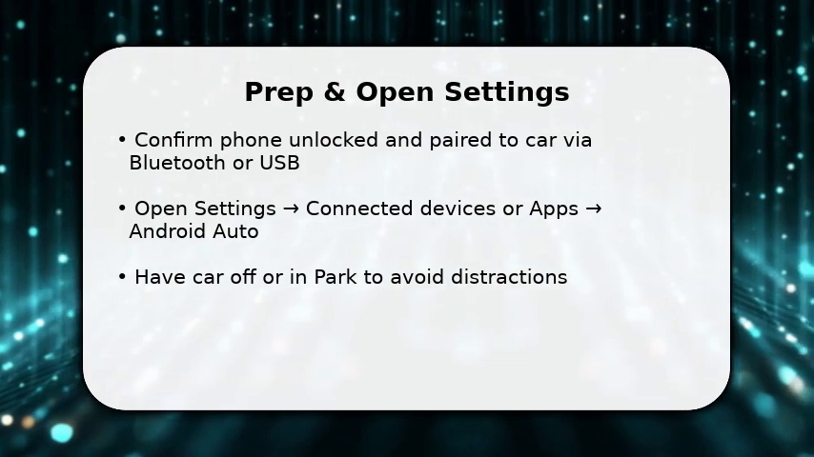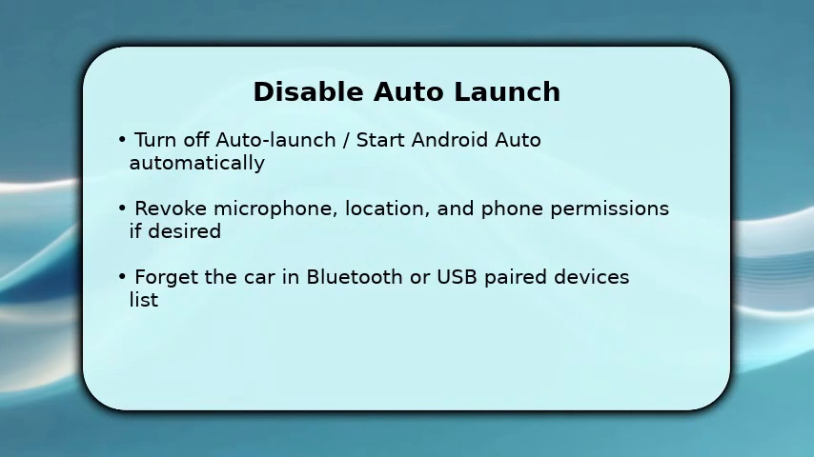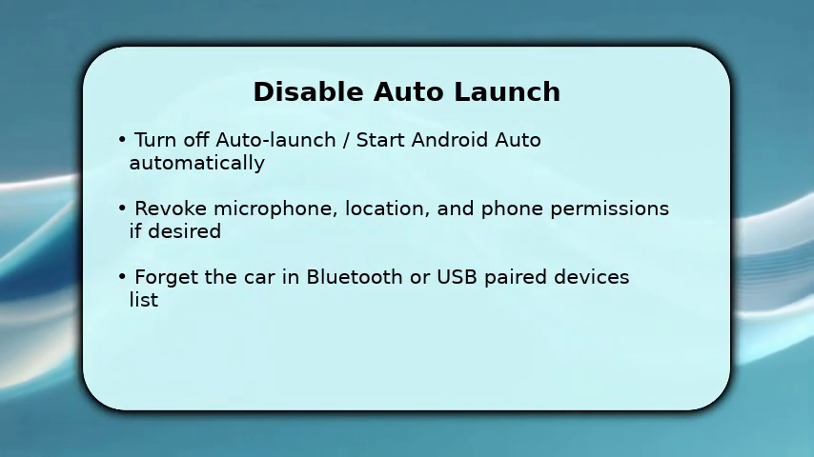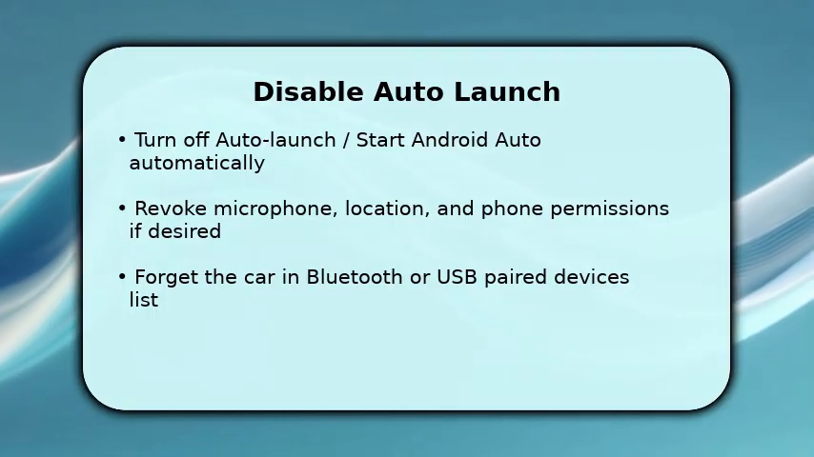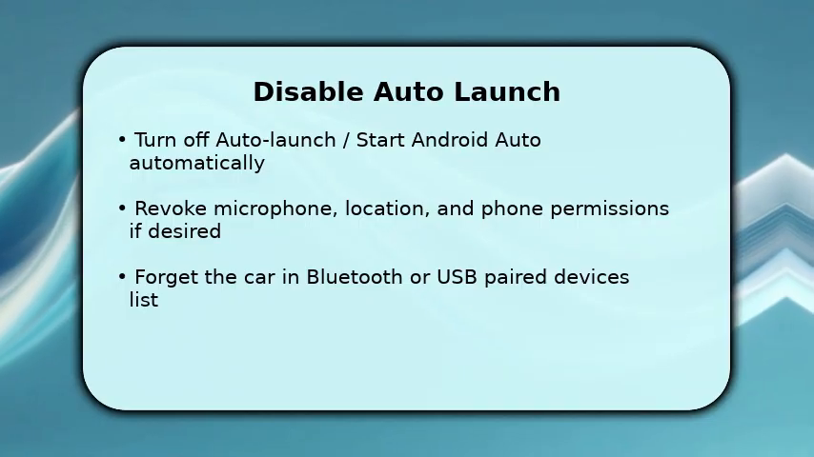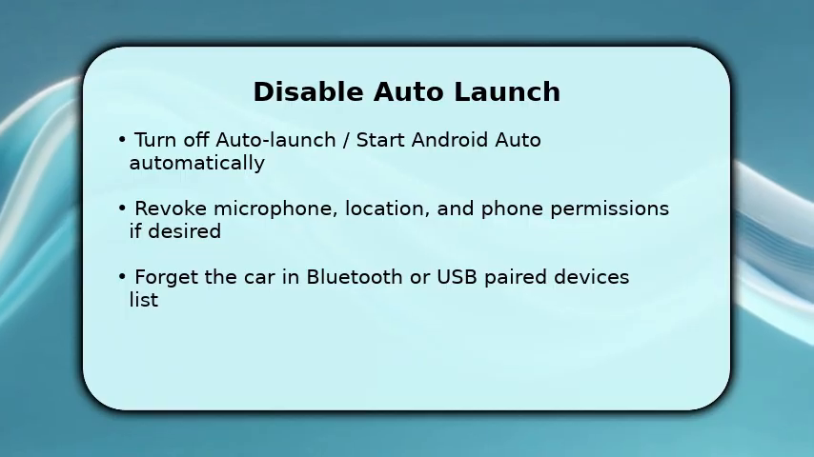Next, focus on stopping Android Auto from starting itself. Disable Auto Launch or start Android Auto automatically in the app settings. This prevents immediate relaunch. Then, revoke permissions, microphone, location, phone, if you want stricter control because permissions enable background activation.